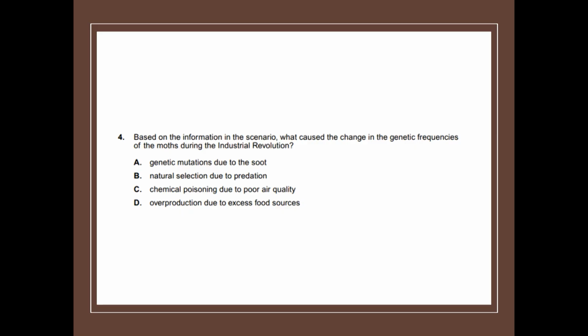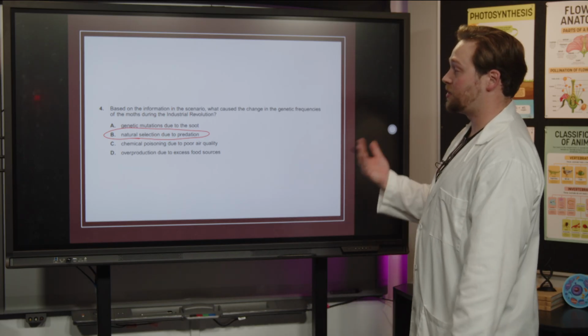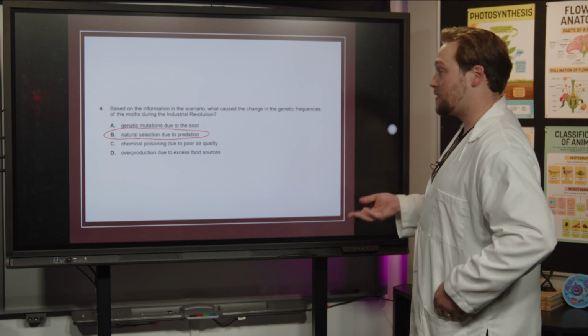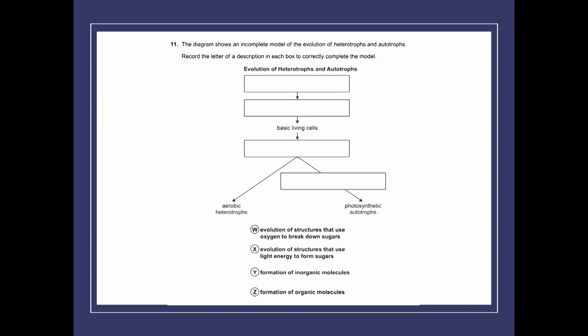Okay, great work. This says, based on the information in the scenario, what caused the change in genetic frequency of the moths during the Industrial Revolution? Okay, so for this one, I like B, natural selection due to predation. Again, like I was saying earlier, because everything was covered in a black soot, the black colored moths were hiding really well. The birds couldn't see them against the black bark on the tree. Those white-colored moths were sticking out, they were easy to see, and that means the birds were able to eat them a lot easier.